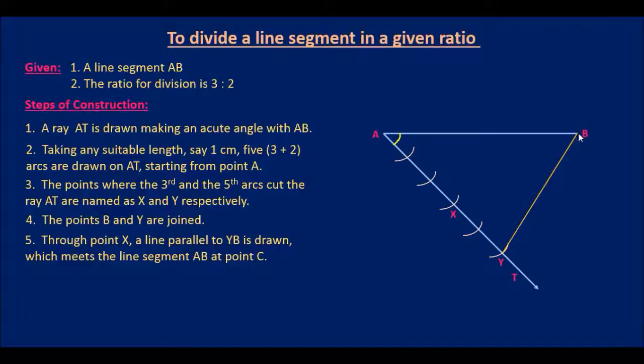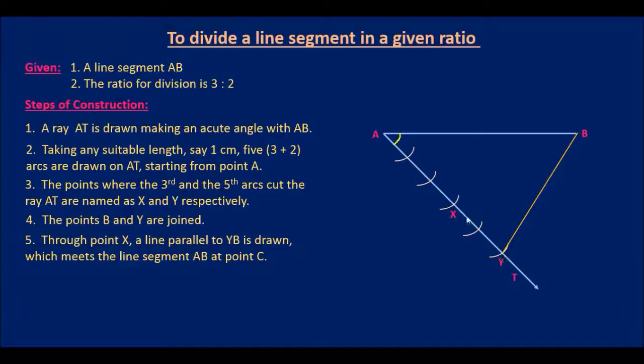So we have to join these 2 points B and X. I have not joined these 2 points B and X because we are having a transversal. This ray AT can act as a transversal and YB is the given line. So instead of trying to make alternate interior angles equal, we can make corresponding angles equal.